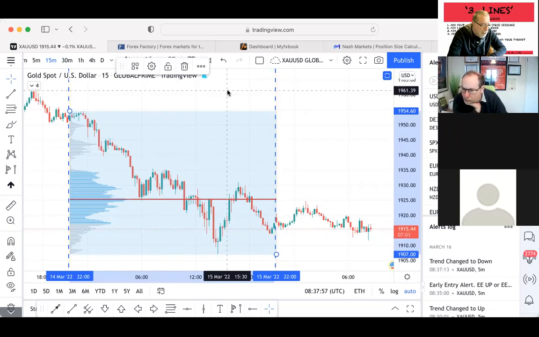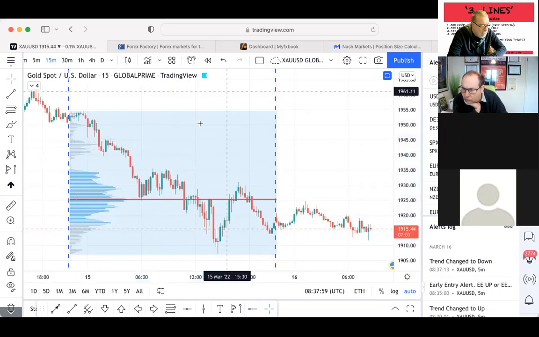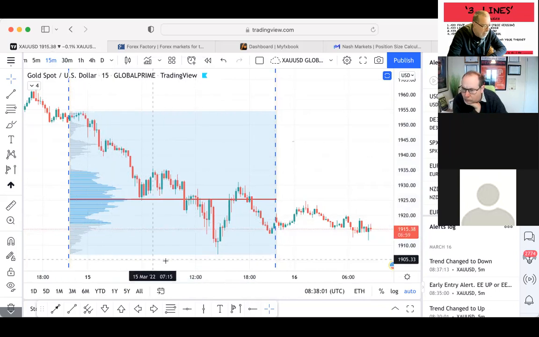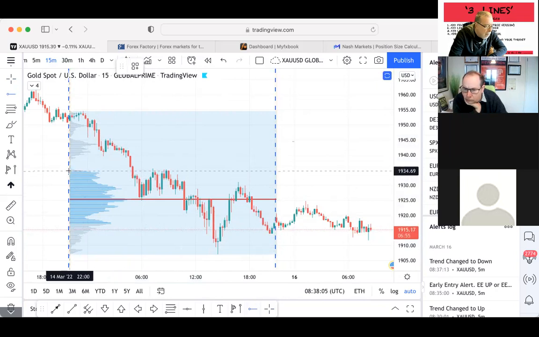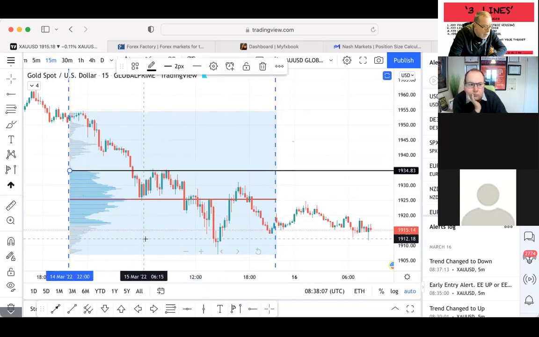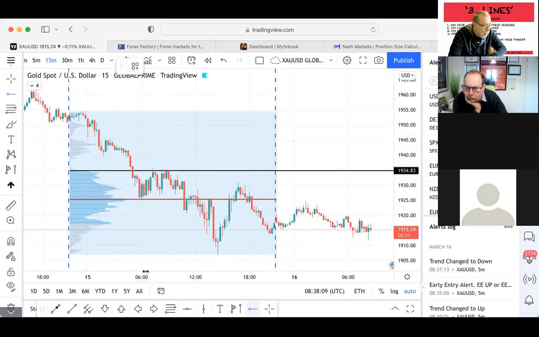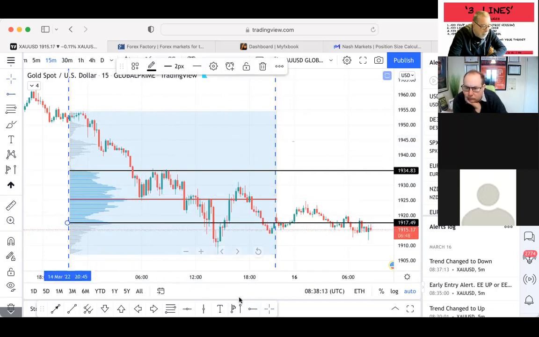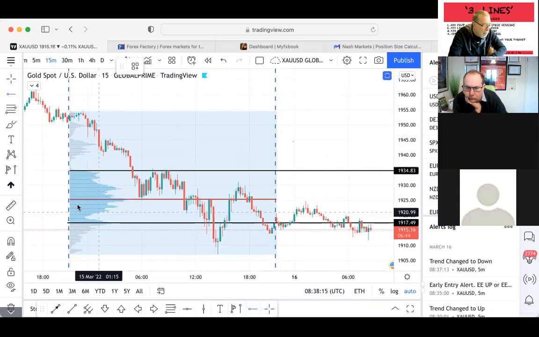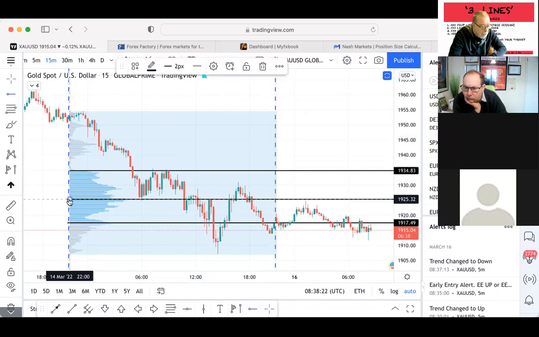First of all, we put our 3 lines on, and to do that we put a horizontal ray across the top of the blue line there. We put a second one at the bottom of the blue line there, and then the third one we superimpose on yesterday's point of control. I've just done those very roughly.